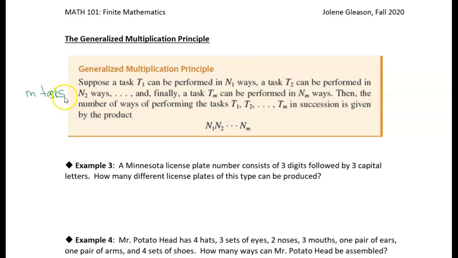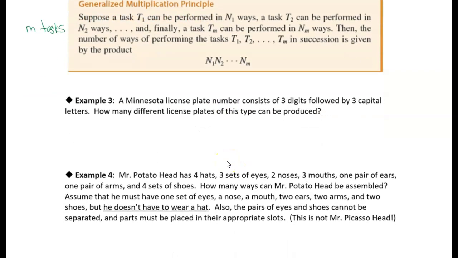If we know how many choices we have for each task, then we can just multiply those numbers of ways together. So let's take a look at example 3 to illustrate a case where we have more than two tasks. Example 3 says that Minnesota license plates consist of 3 digits followed by 3 capital letters. How many different license plates of this type can be produced?